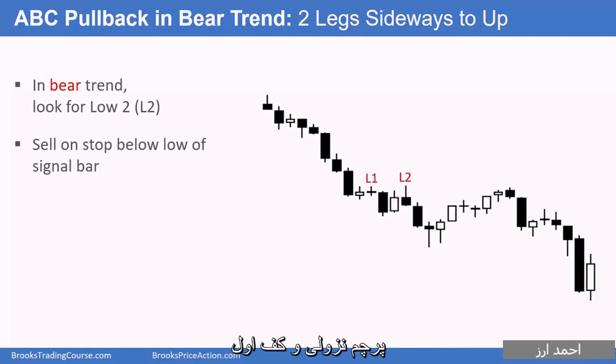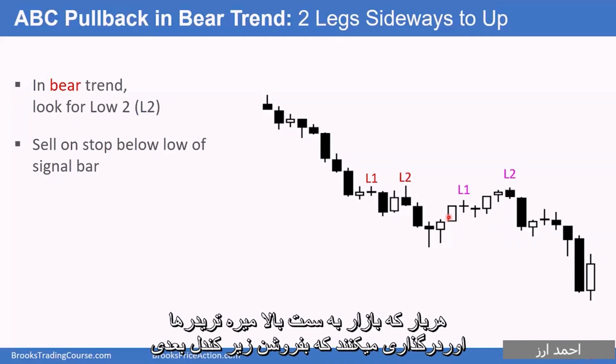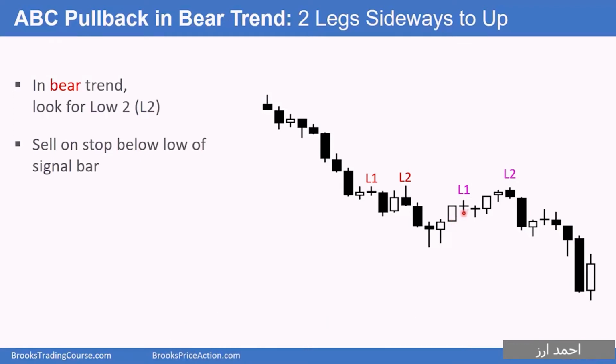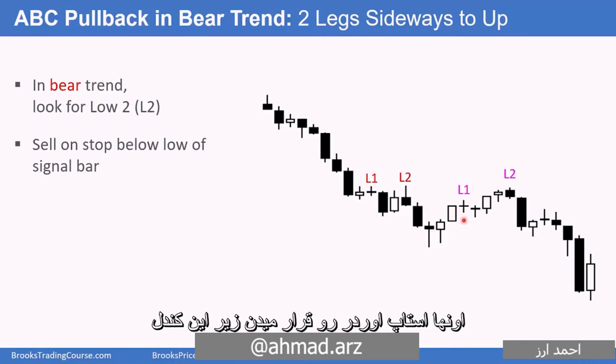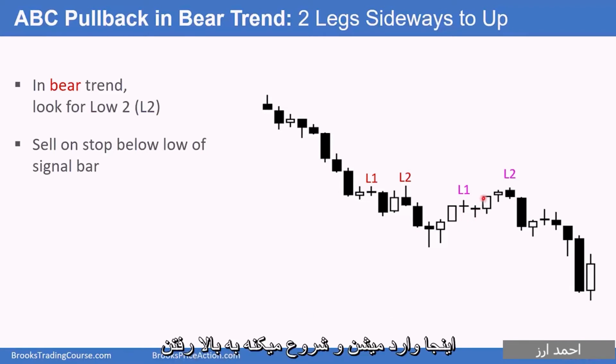Low 1 bear flag, low 2 bear flag. Same thing here. As the market's going up, after each bar, traders place a stop order to go short just below the low of the bar. They place a stop order when this bar closes to sell right below the low of the bar. They get filled here. It's still going up.